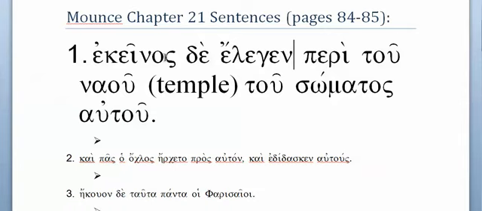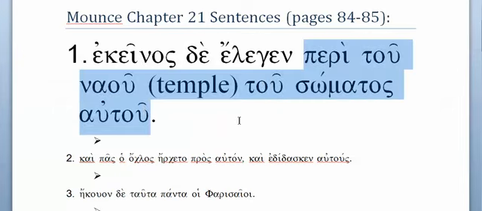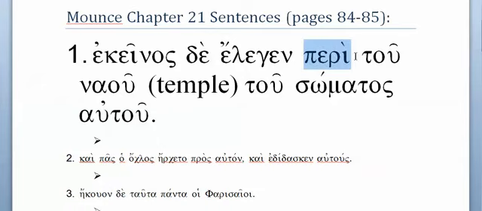All right. So combine that with your demonstrative, and you say something like, "but that one was speaking," and then you have this prepositional phrase. Peri, hopefully you recognize that as something like "concerning" or "about." Concerning what though? Concerning the temple.